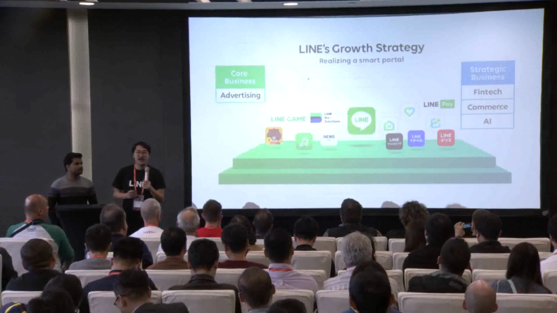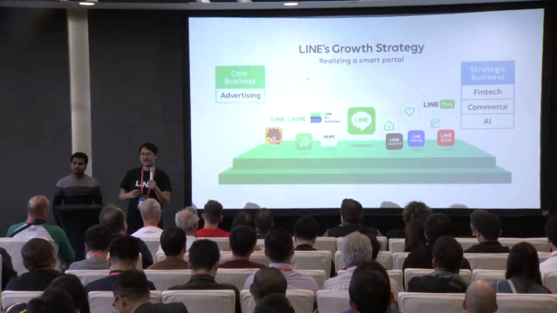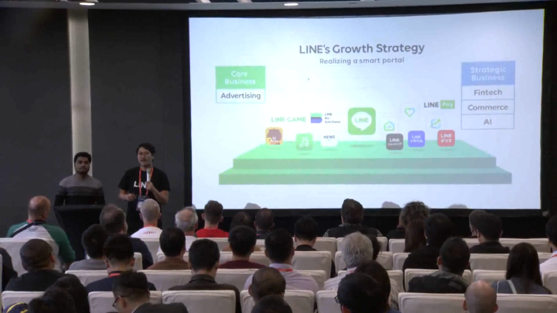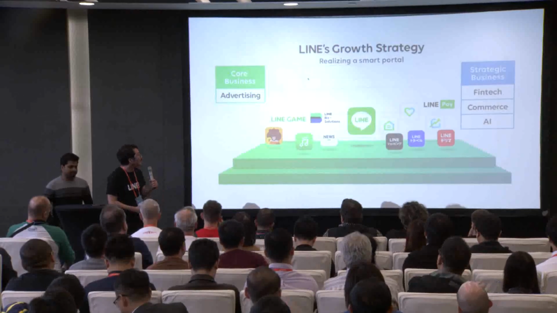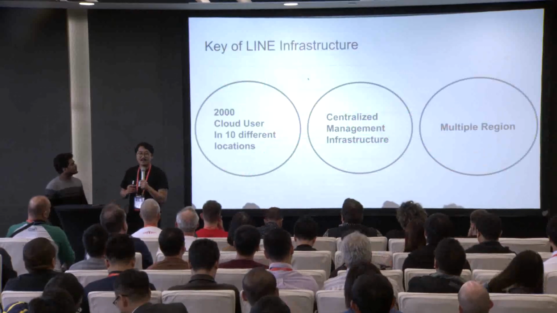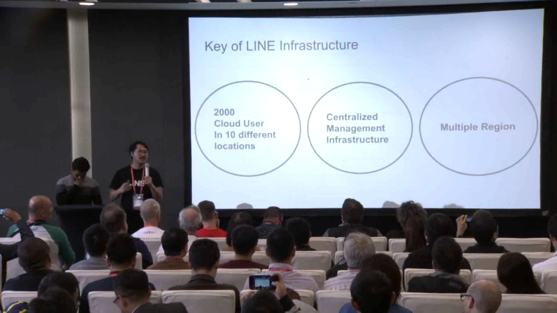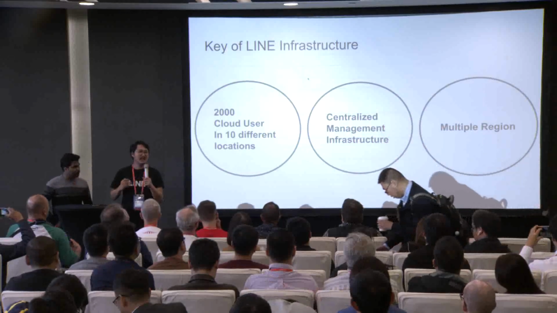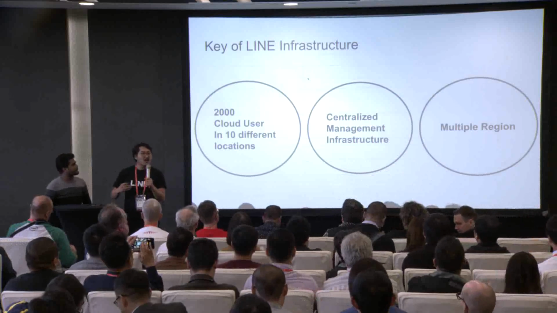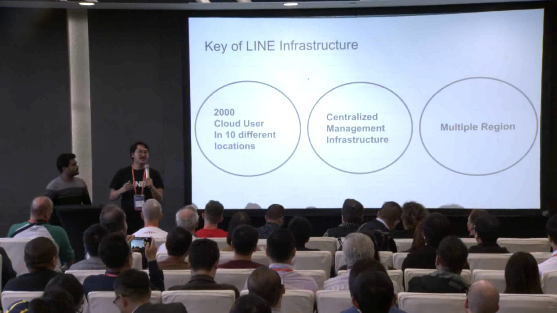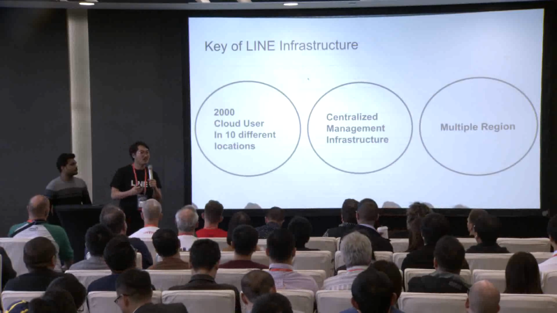So in Line, we have several application and development teams. From the infrastructure management team's point of view, we need to provide the private cloud service to multiple different types of workloads. Here is the key concept of our infrastructure. We have more than 2,000 application developers within 10 different locations. Our infrastructure management team is centralized into one organization.